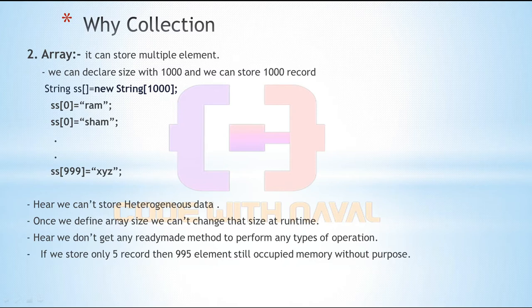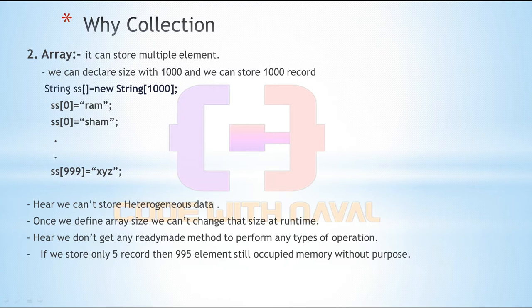We can define an array size, but we can't change that size at runtime once defined. Also, we don't get any ready-made methods to perform operations. Once we declare the array and store elements, we don't get any method to get a particular index value or update a particular index value.